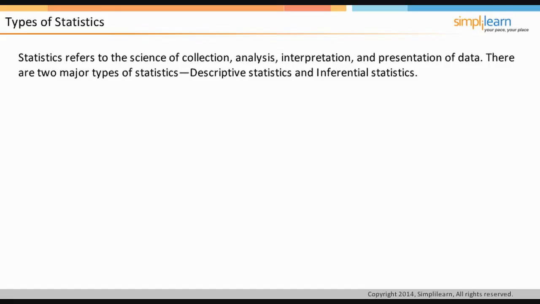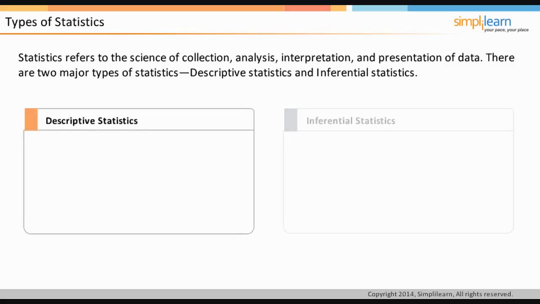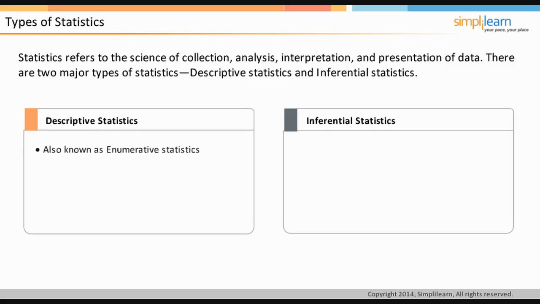Let us understand the 2 types of statistics in this screen. Statistics refers to the science of collection, analysis, interpretation, and presentation of data. In Six Sigma, statistical methods and principles are used to measure and analyze the process performance and improvements. There are two major types of statistics: descriptive statistics and inferential statistics. Descriptive statistics is also known as enumerative statistics, and inferential statistics is also known as analytical statistics.